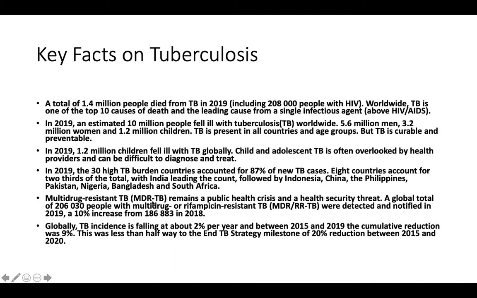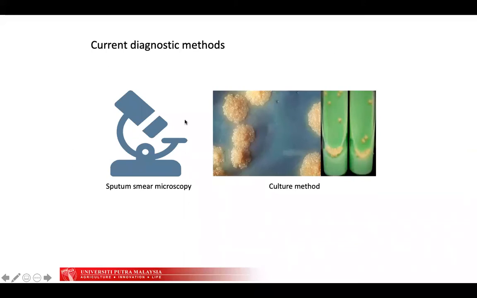Multi-drug resistant TB, MDR-TB, remains a public health crisis and a health security threat. The traditional methods still being used worldwide are sputum smear microscopy or AFB test, as well as the culture method. The culture method is very selective and sensitive, but it requires a long time, around 6 weeks, to be completed. Whereas sputum smear microscopy is a very fast method, but unfortunately, it can contribute to misdiagnosis and is not very sensitive.